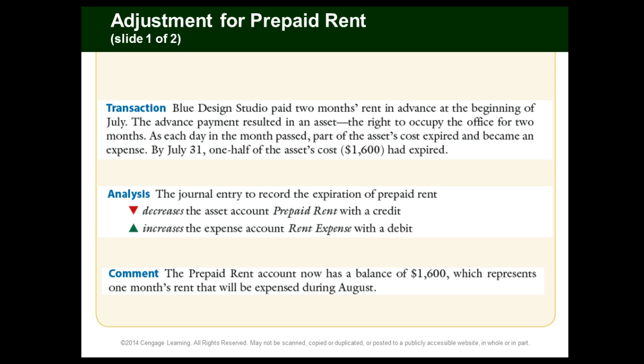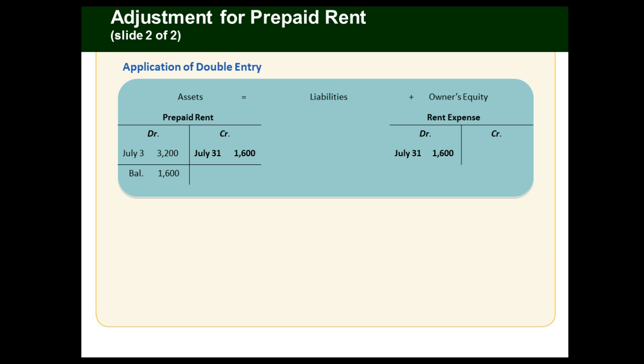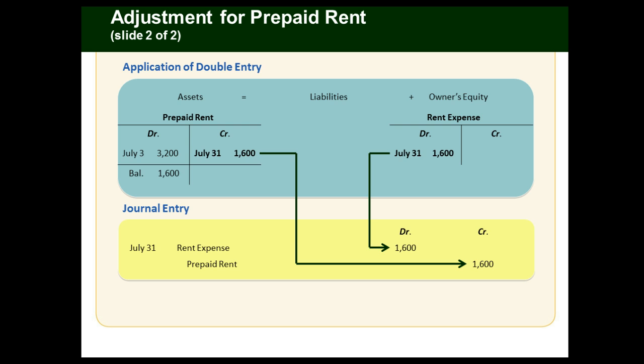We've used it up. So we talked about, initially we showed a $3,200 debit in prepaid expense. But at the end of July, we've used up a month. So we credit our prepaid expense here because we've used it up, it's no longer there, and we debit our expense account to show that is a resource that we've incurred in the current period. So our journal entry would be a debit to rent expense, a credit to prepaid rent.